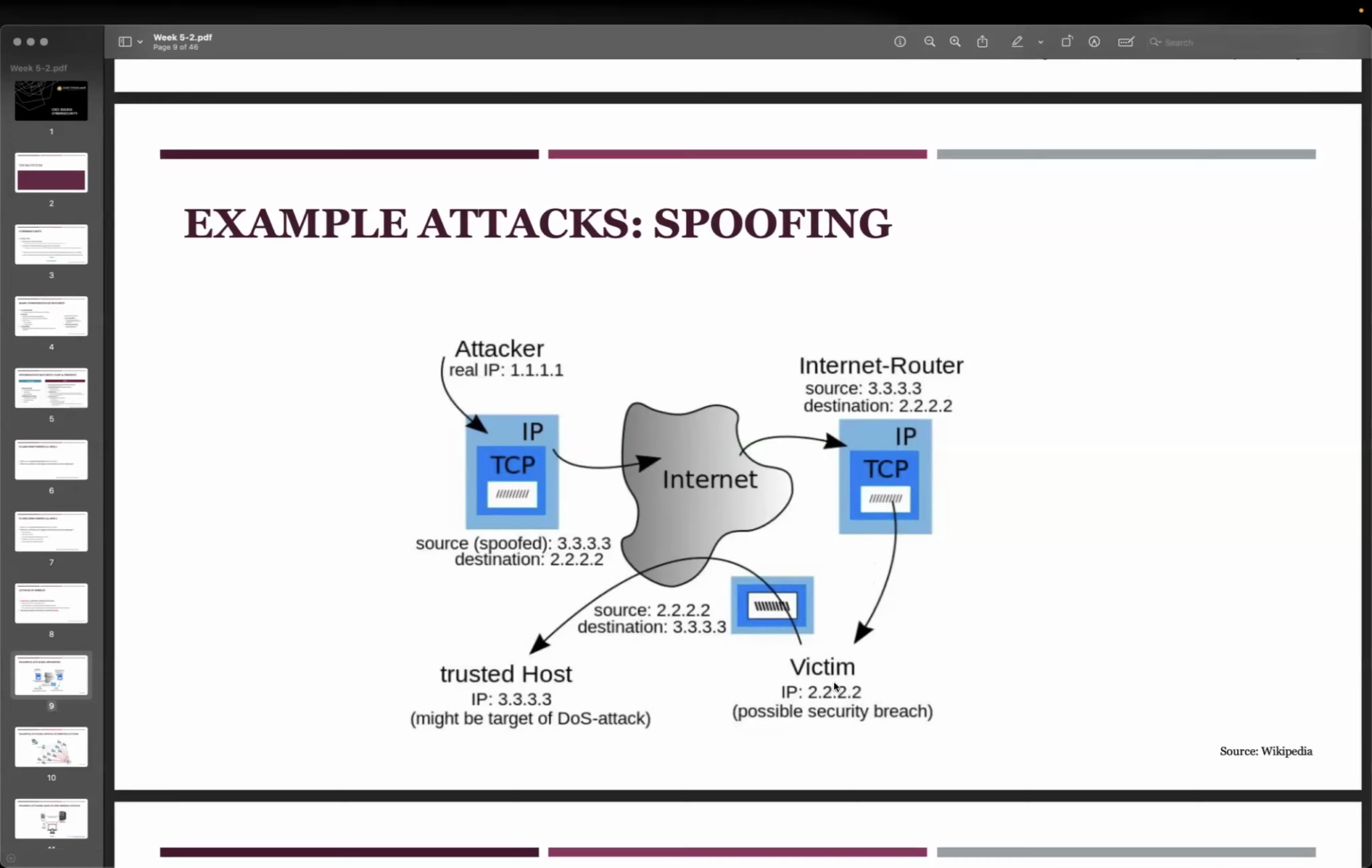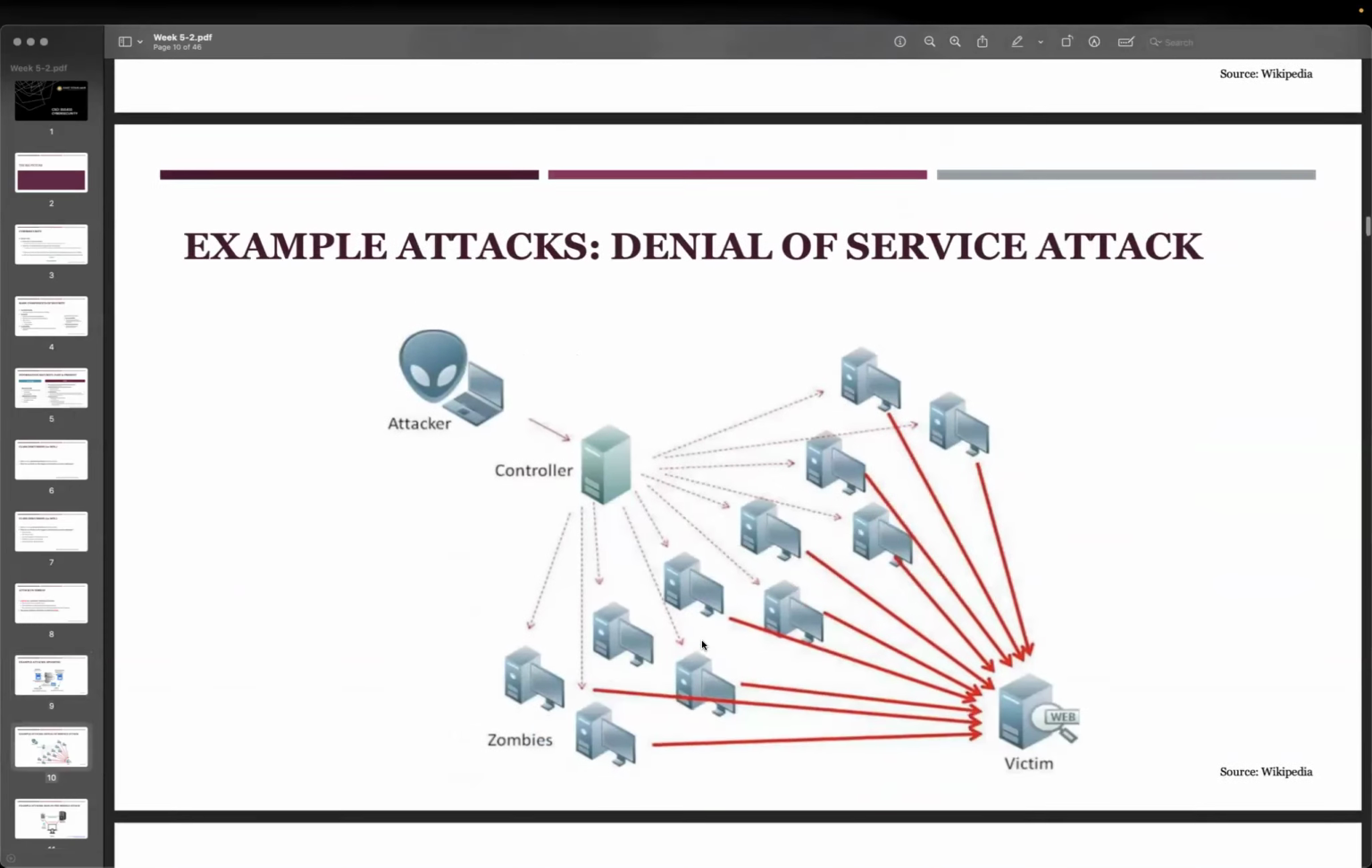So it creates a possible security breach. Right here, they will pretend, because the victim will think the trusted host is 3.3.3.3, the source. And then they may become the target of a DoS attack. So that's one of the attacks.